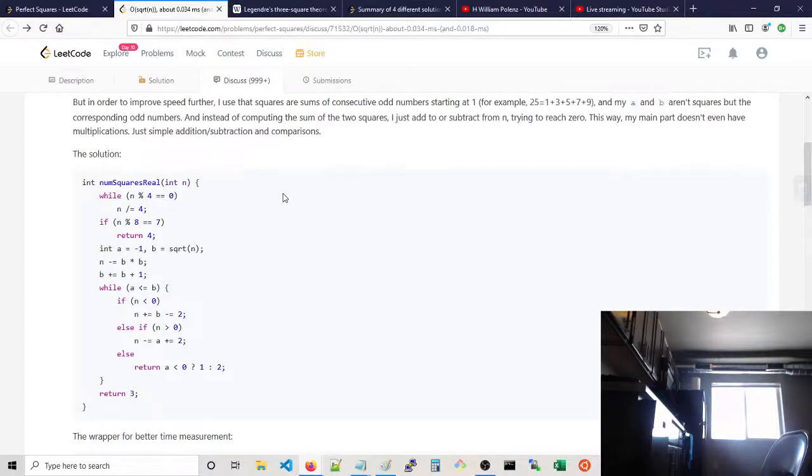Yeah, it's pretty interesting. If you go to 25, it's 5, the first 5 odd numbers: 1, 3, 5, 7, 9. 1 plus 3 is 4. Plus 5 is 9. Plus 7 is 16. And then 9 is 25. Yeah. Pretty interesting. Pretty neat.